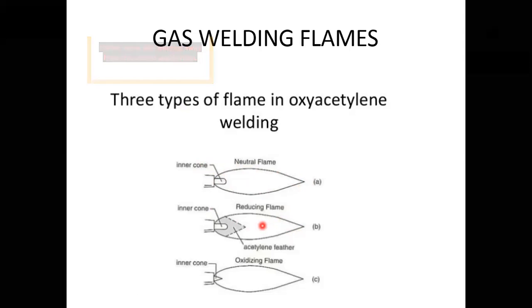Okay, next one is a reducing flame. You see that this one is the outer envelope, this is the acetylene envelope, and this is the inner cone. So one, two, three, all of these are clearly visible. This one is a reducing flame. This one is the oxidizing flame. In the oxidizing flame, the percentage of oxygen is more. That way, you can identify this is the oxidizing flame.